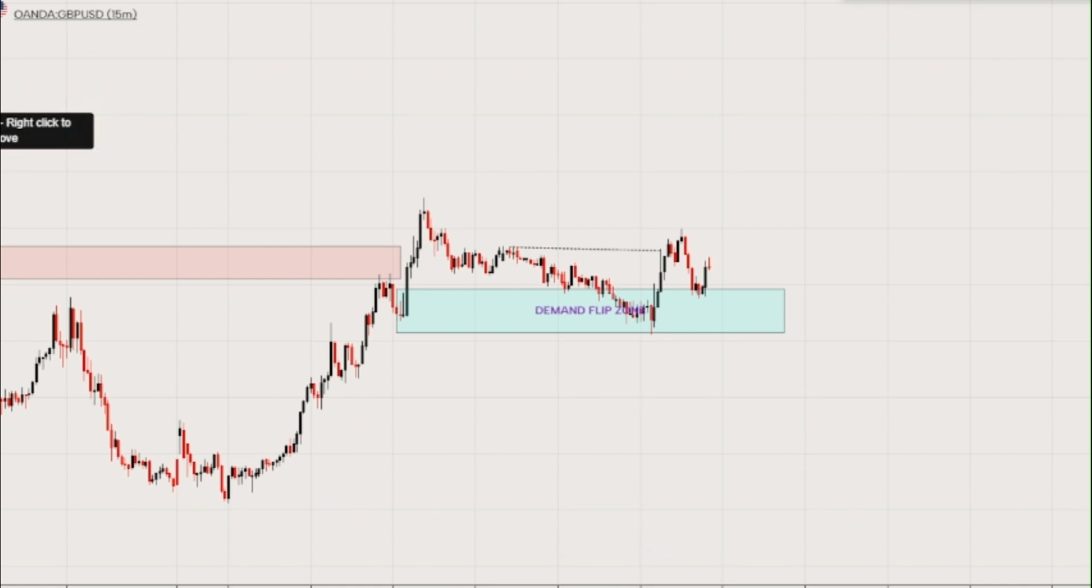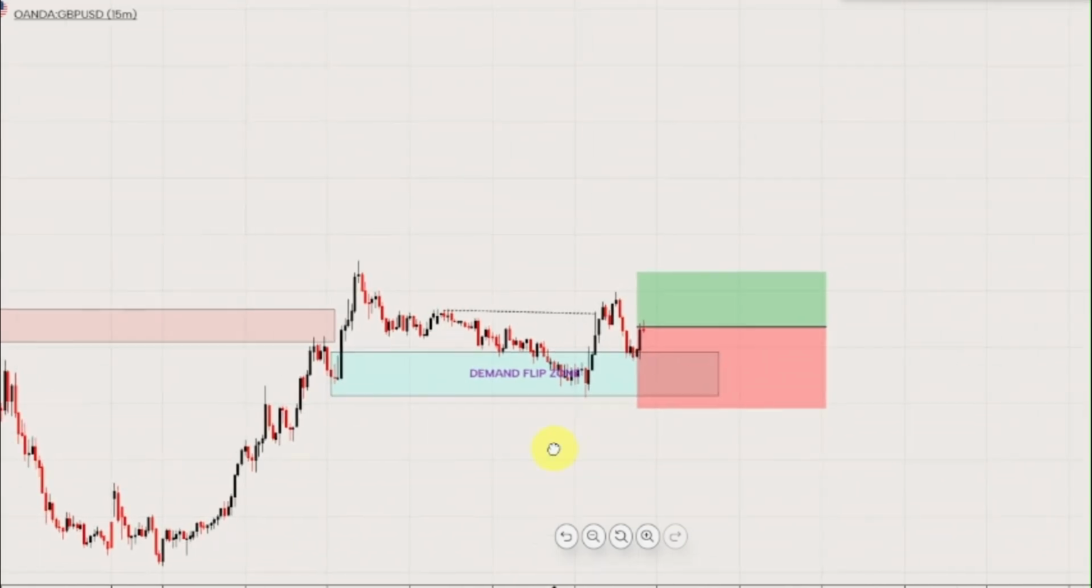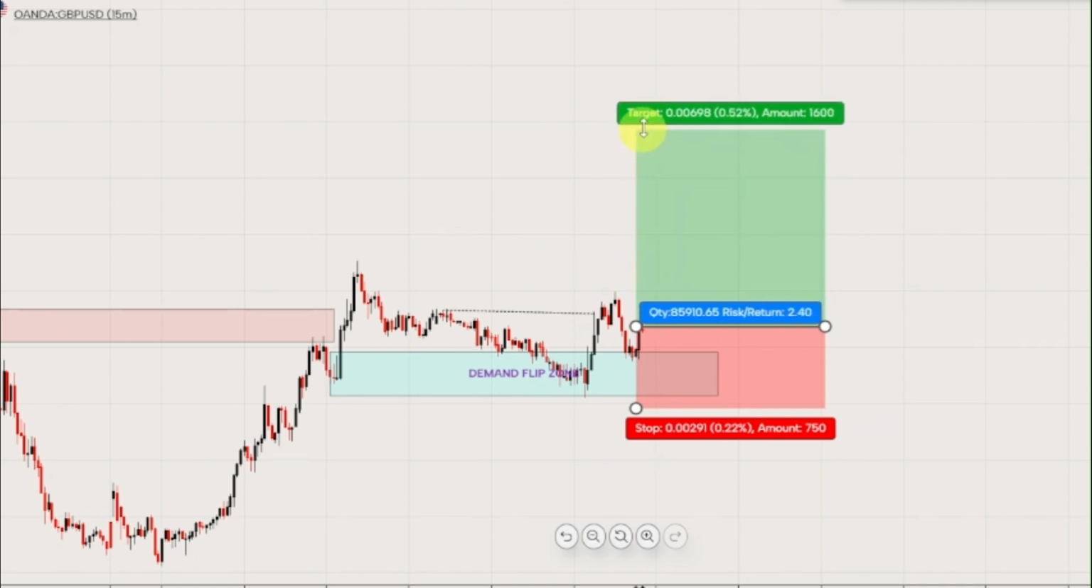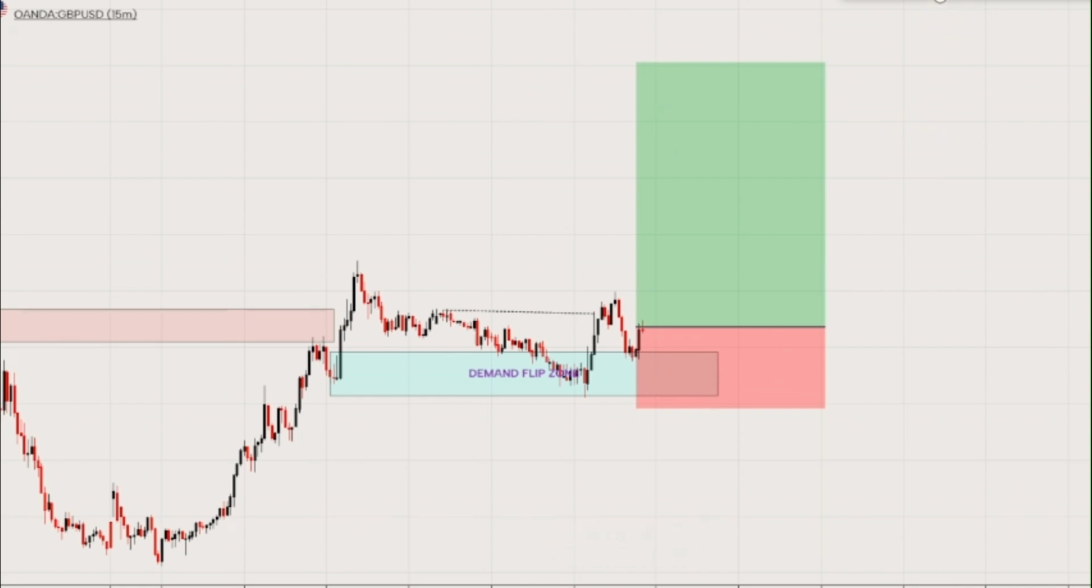Your entry should be somewhere here, and stop loss will be here, below the zone. Then you target 1:1 or 1:2 or 1:3. Something like this. You see what is happening.